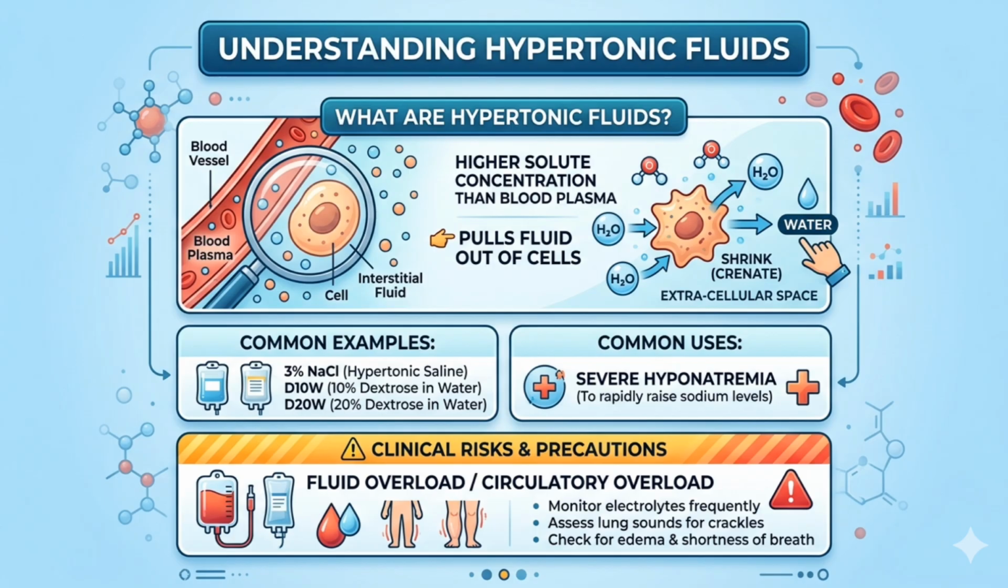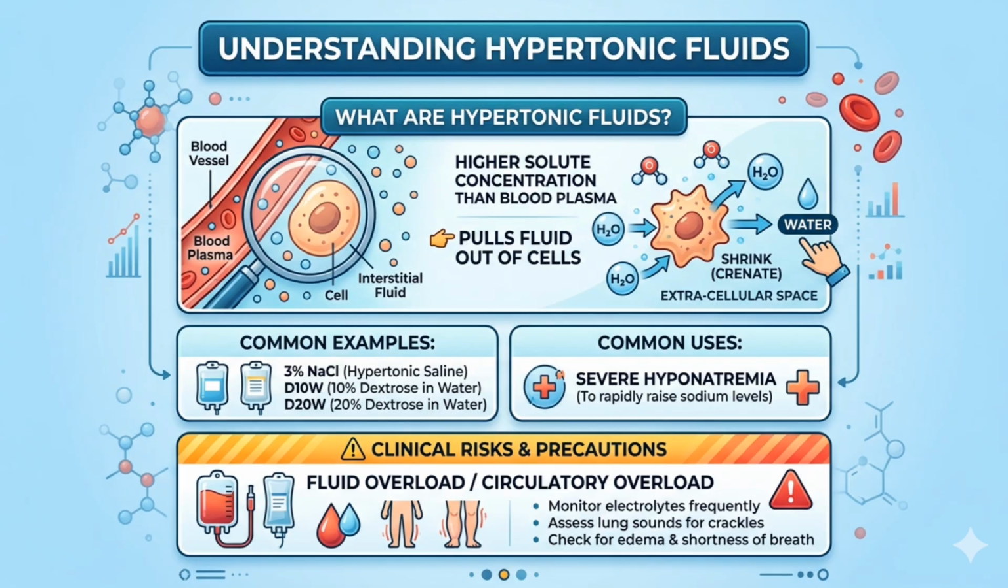Coming back to hypertonic fluid, where the fluid is more concentrated than blood. The most common hypertonic fluid we see in the bedside setup is 3% NS, also called Vitrinal. The 3% NaCl is sold under the brand called Vitrinal. Coming back to 10D and 20D, these are the types of fluid we see in emergency or casualty departments.